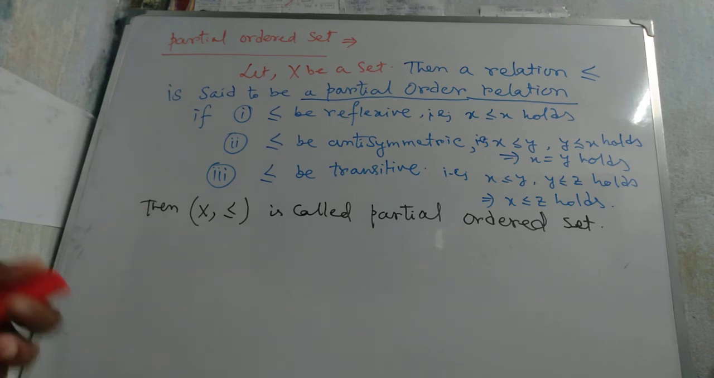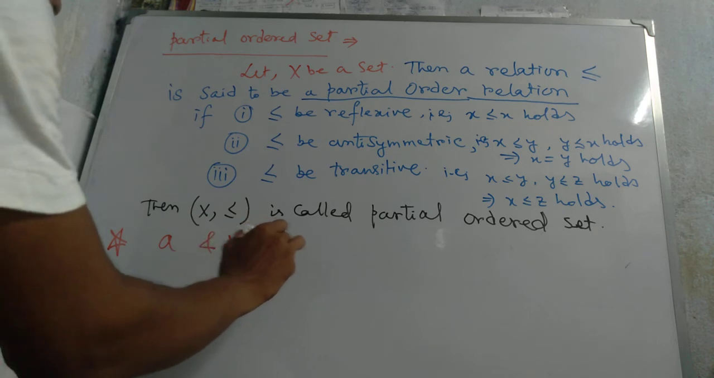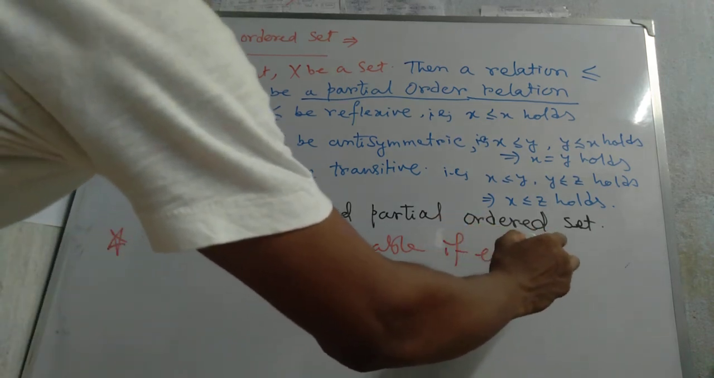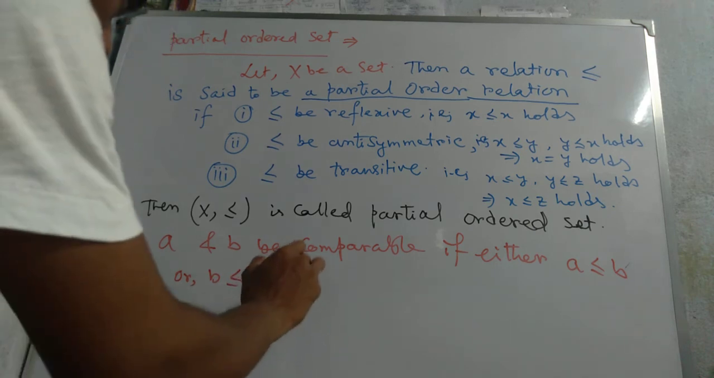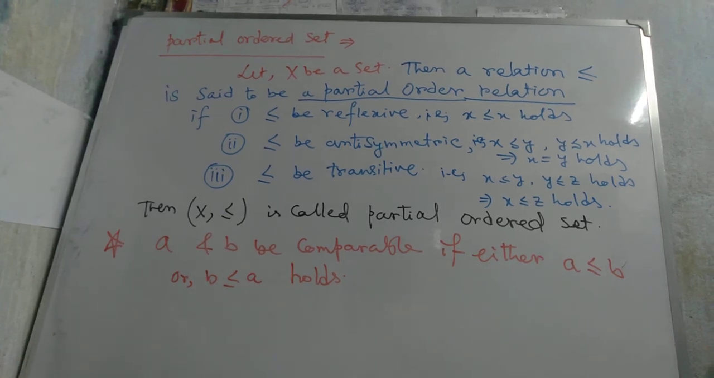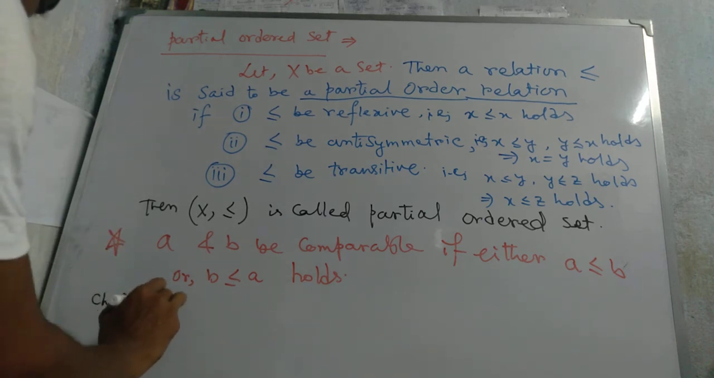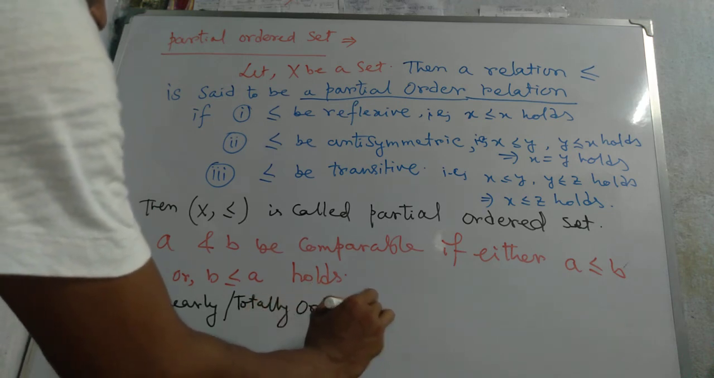Now here we also want one definition. A and B are comparable if either A less than or equal to B or B less than or equal to A holds. Next, chain, or linearly or totally ordered set.